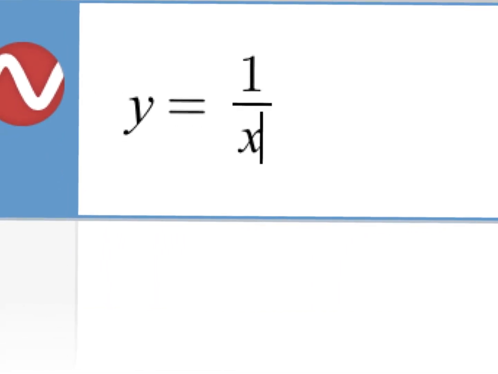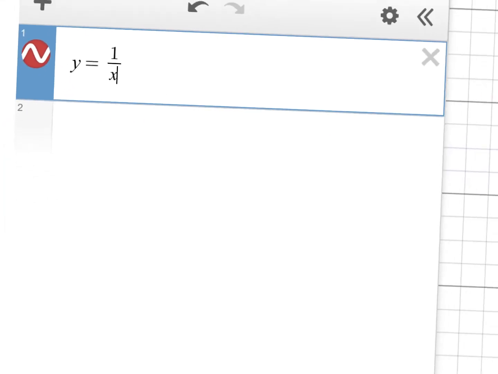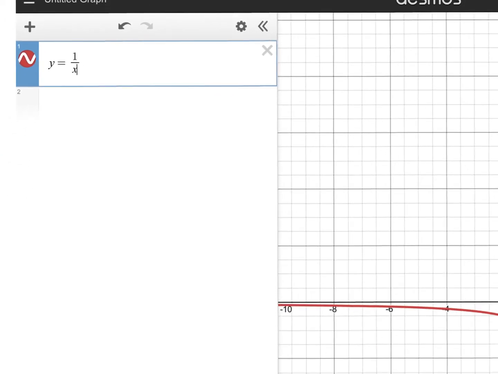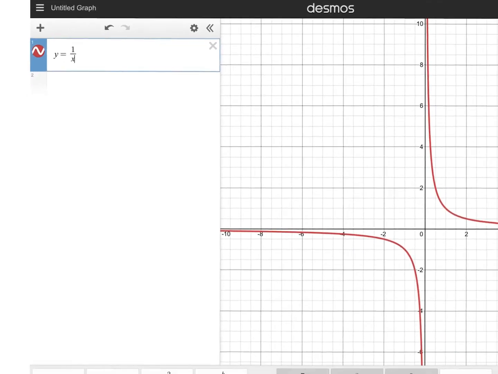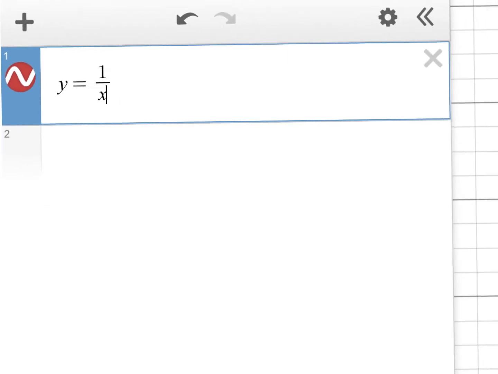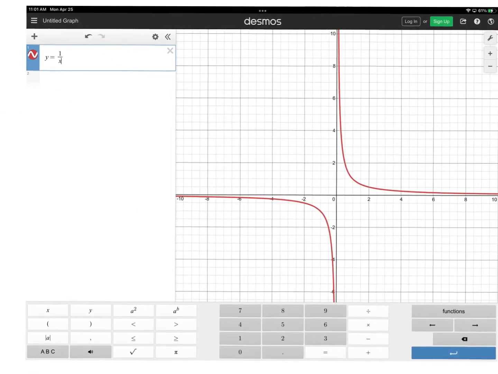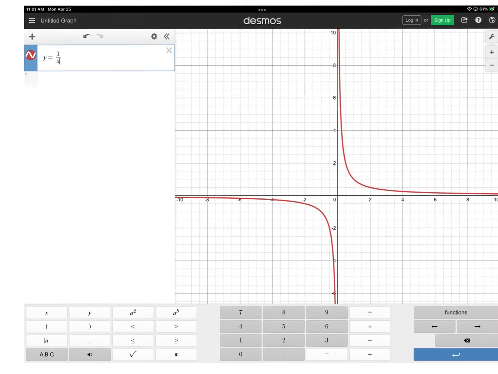over x. Okay, y equals 1 over x. 1 divided by x. Oh, let me zoom in on that. There you go. Y equals 1 over x. Type that into Desmos. So if you graph this on Desmos, you should see this right here, which is a weird looking graph. These are called hyperbolas. We're going to get comfortable with these, kind of like we got comfortable with parabolas.